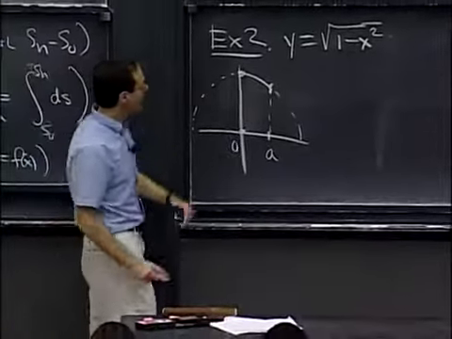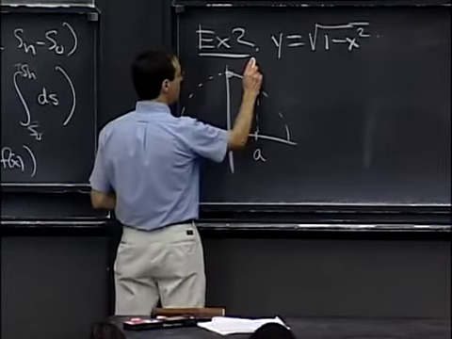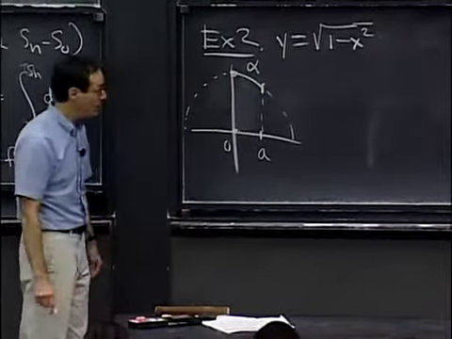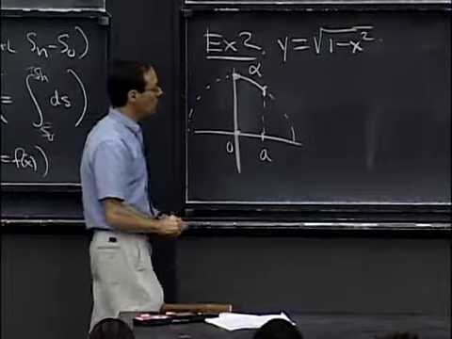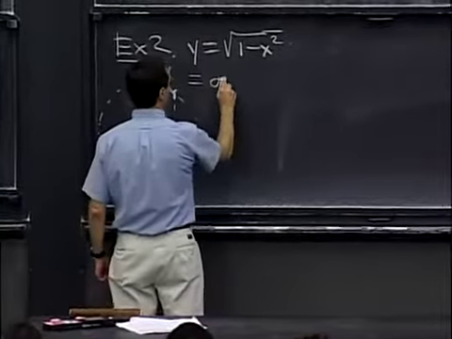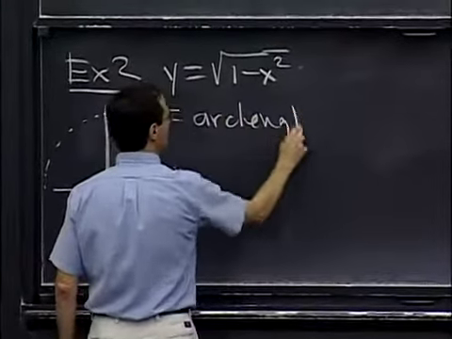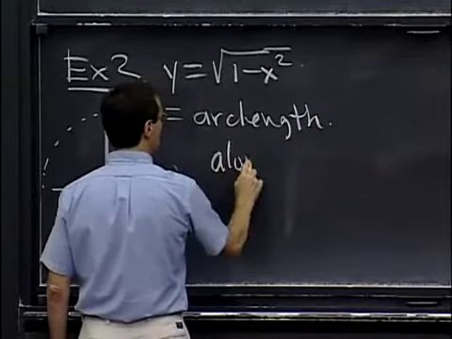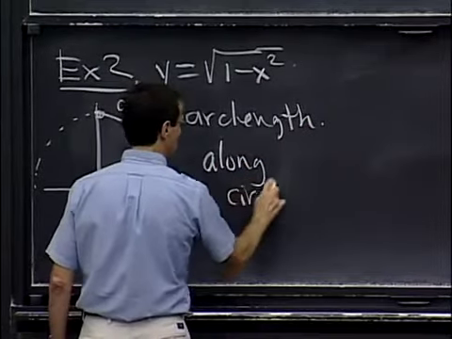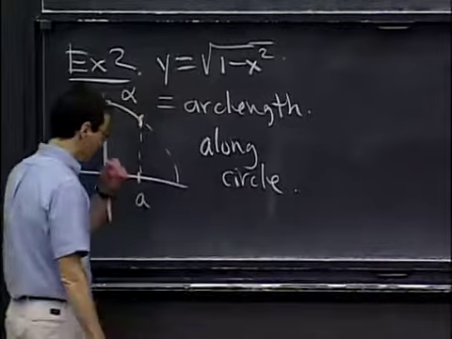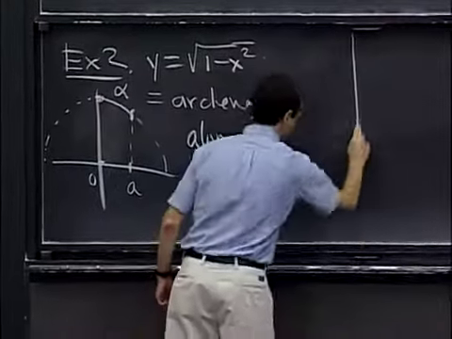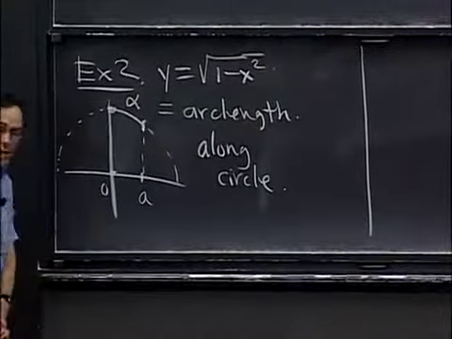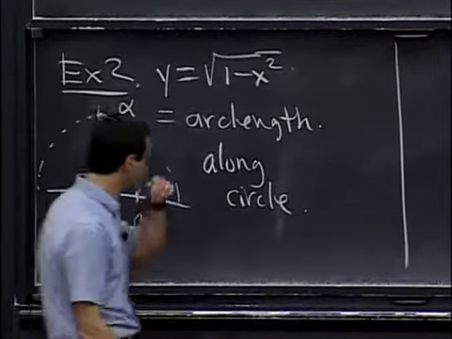Now, we know that length is called arc length, and I'm going to give it a name. I'm going to call it alpha here. So alpha is the arc length along the circle. And now let's figure out what it is.